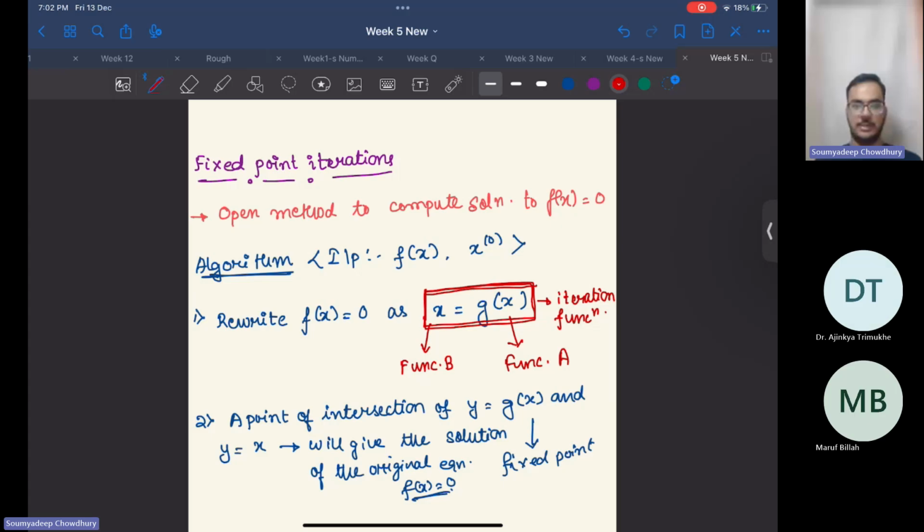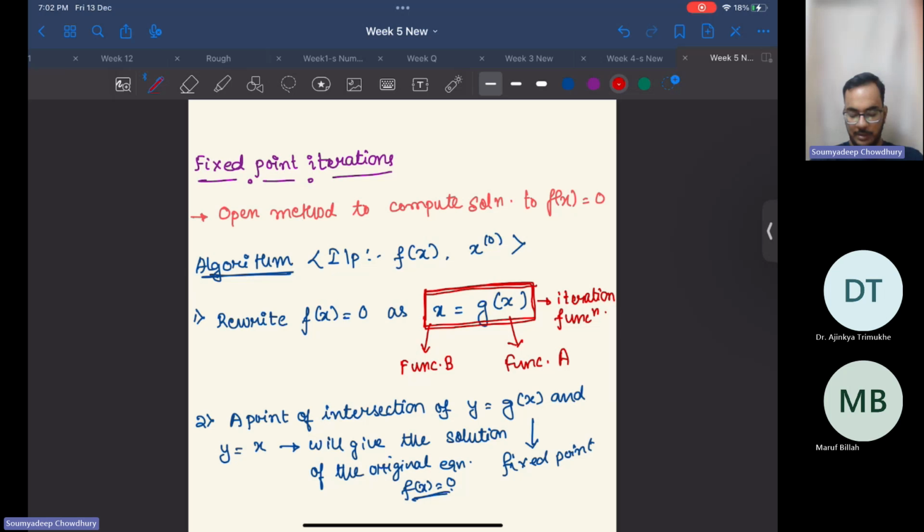Fixed point iterations we studied, and we discussed the single variable fixed point iteration technique and the multivariable fixed point iteration technique. Then I had switched to the Newton-Raphson method, and I had discussed the single variable Newton-Raphson method and the multivariable Newton-Raphson method. So do any of you have any queries? Otherwise I'll just give a quick recap. You can stop me whenever you want, and we can discuss.